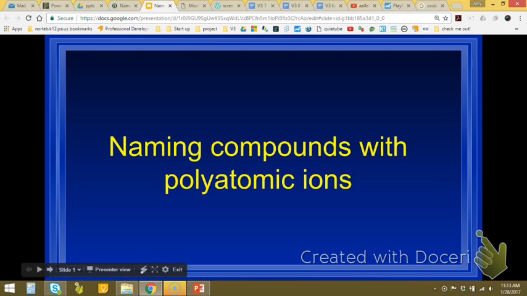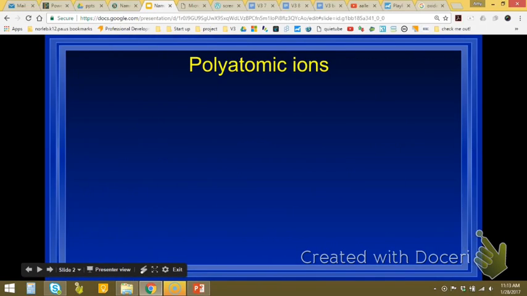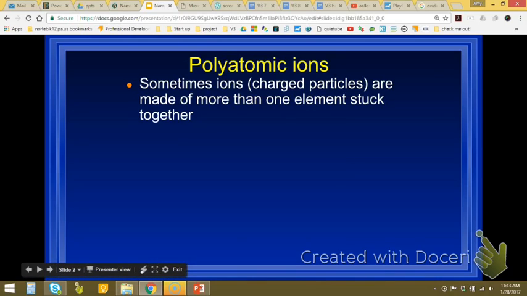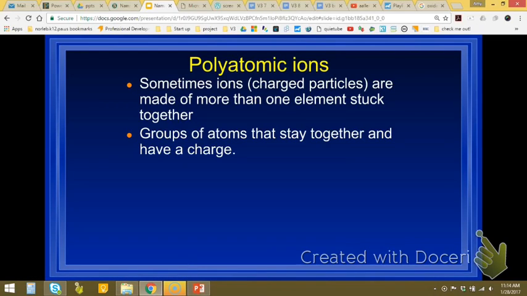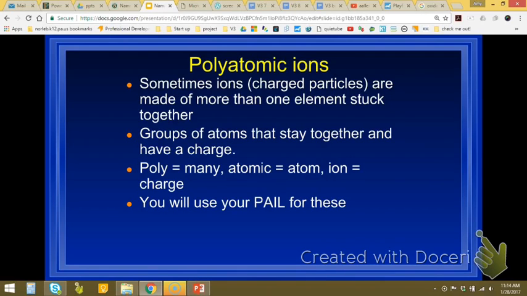All right, so back to naming compounds with polyatomic ions. A polyatomic ion is something where the ion, meaning something that has a charge, is made of more than one element stuck together. These groups of atoms always stay together and they have a charge. Poly means many, atomic means atom, and ion means it has a charge. So this is a many atom compound with a charge.